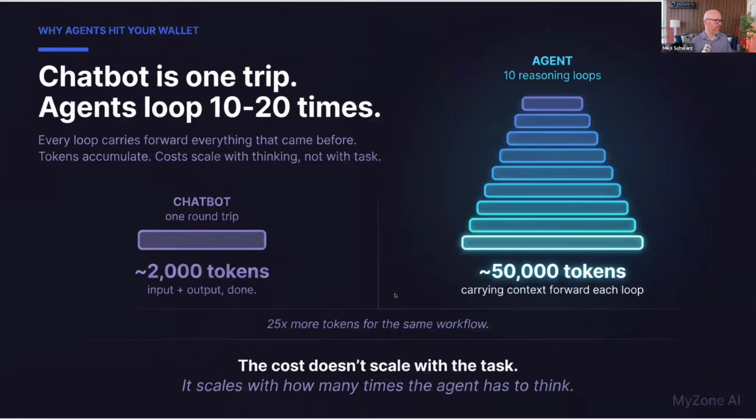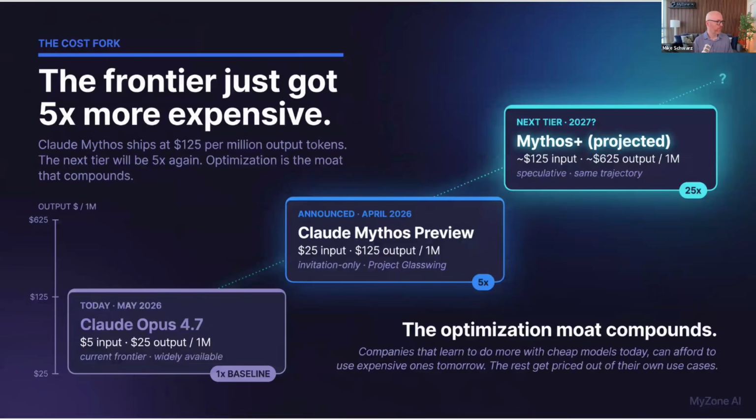All right, just a couple more slides. So a chatbot is one trip. Agents can loop over and over and use way more tokens. So as we've entered the age of agents, this is where token optimization suddenly becomes super important. And another reason why this topic is pressing is because the next generation models that are just around the corner are looking to be way more expensive.